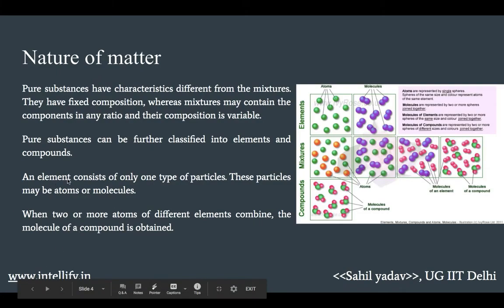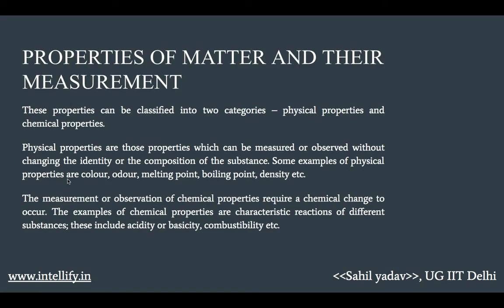Moving forward, the next topic is properties of matter and their measurements. We're going to talk first about the difference between physical properties and chemical properties. Physical properties are those properties which can be measured or observed without changing the identity or the composition of the substance. Some examples of physical properties are color, odor, melting point, boiling point, density, etc.